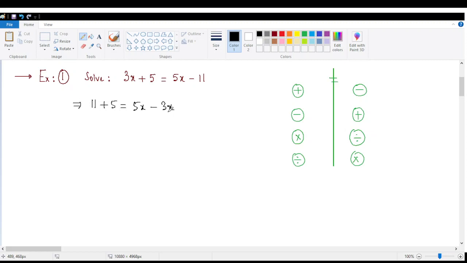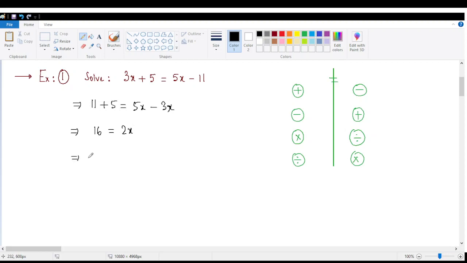Now you can see I've written two changes in a single step. One change: 3x goes to the right side, becomes negative 3x. Second change: negative 11 comes to the left side, becomes positive 11. Now here we are getting 16 and here we are getting 2x. So 2x equals 16.